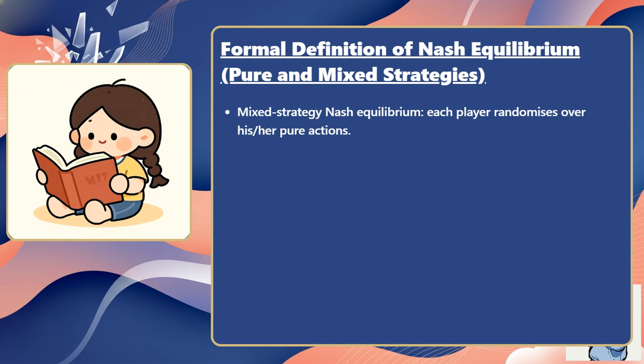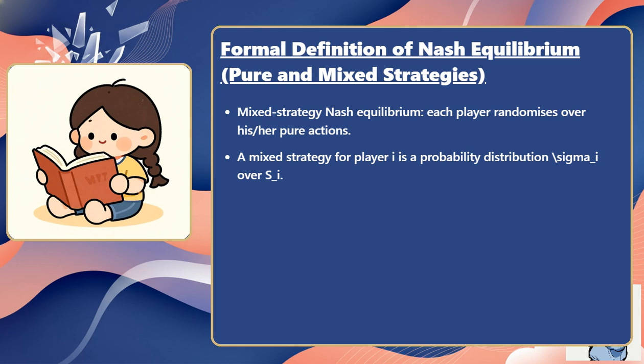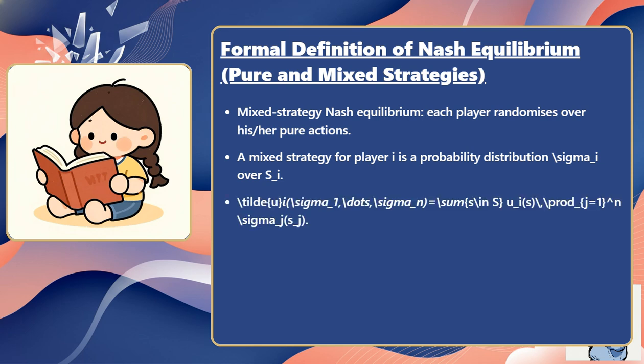Mixed strategy Nash equilibrium: each player randomizes over his or her pure actions. A mixed strategy for player i is a probability distribution σ_i over S_i. Ũ_i(σ_1, ..., σ_n) equals the sum over s in S of U_i(s) times the product from j = 1 to n of σ_j(s_j). The equilibrium condition is Ũ_i(σ*) ≥ Ũ_i(σ_i, σ*_-i).